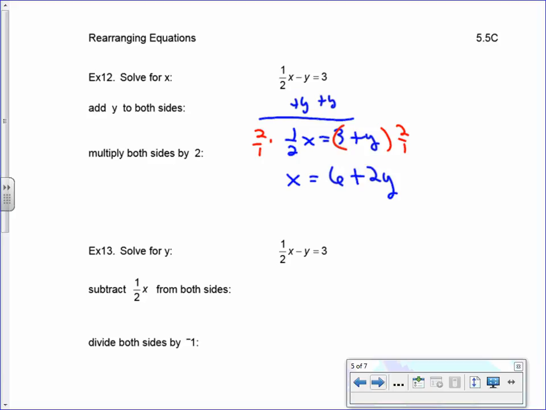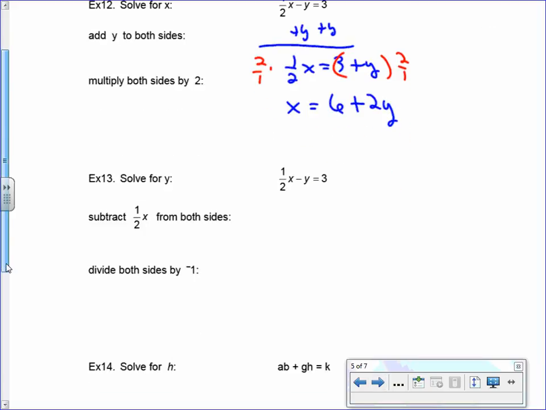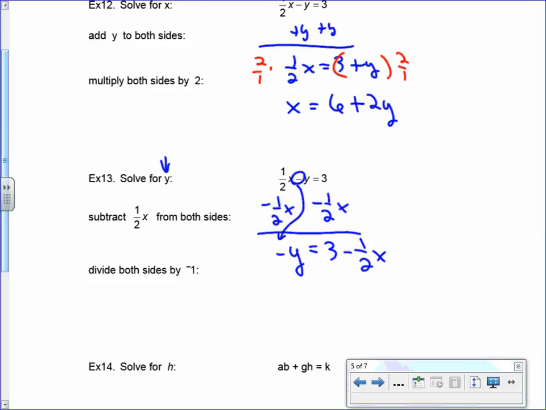We good? Okay, same problem, but this time instead of solving for x, we're going to solve for y. So you make a different first choice. Solving for y, so we want to see if we need to add or subtract anything. Subtract 1/2 x. And make sure that negative gets carried down with the y.